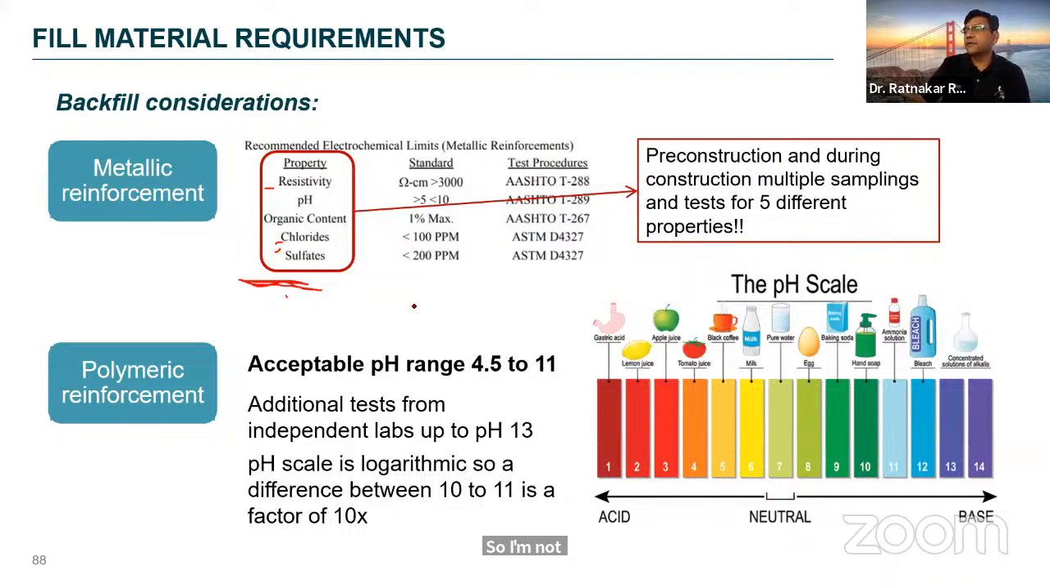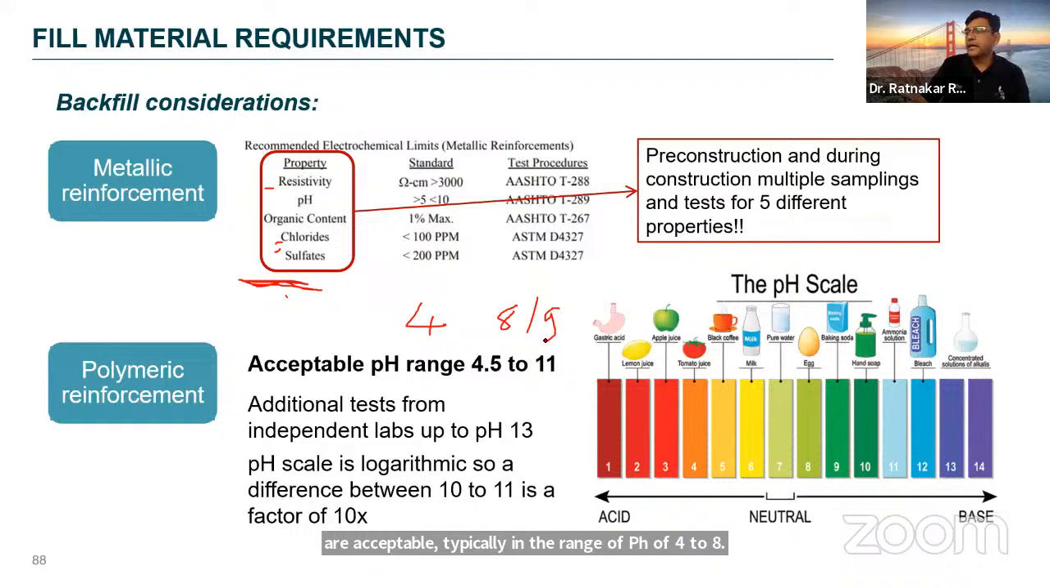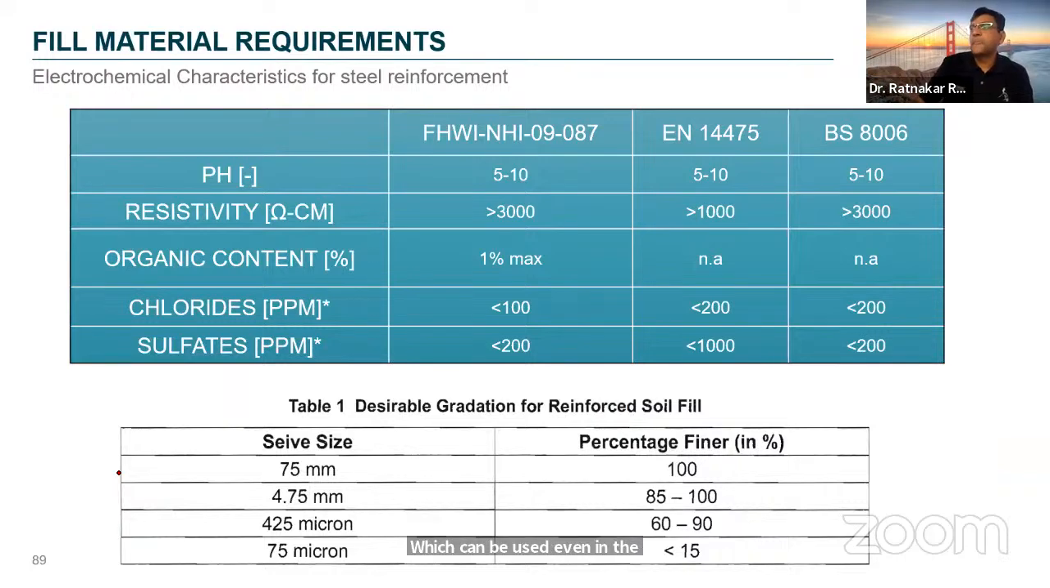When it comes to polymeric material, they are very versatile. They are acceptable typically in the range of pH of 4 to 8 very easily, or sometimes 9. Anything beyond pH 9, you need to have specific testing. But of course, there are certain reinforcing materials which can be used even in alkaline situations. Apart from this, I have made a comparison of various standards in terms of pH, resistivity, organic content, and chloride and sulfate content. You will find more or less similar numbers are reported.